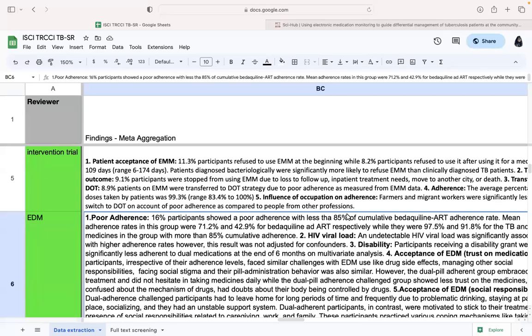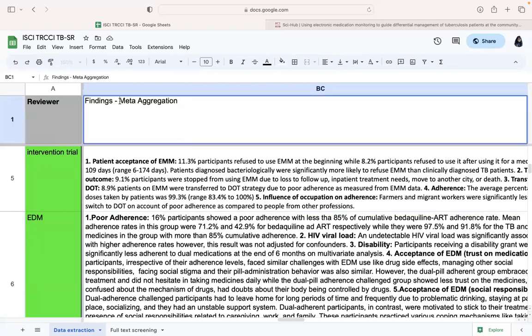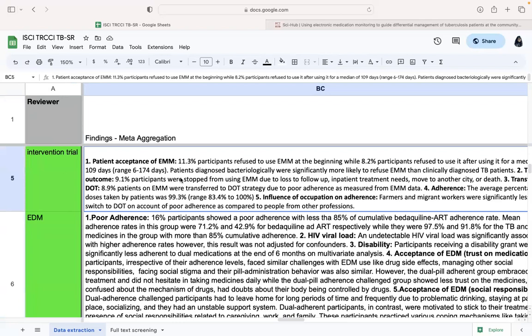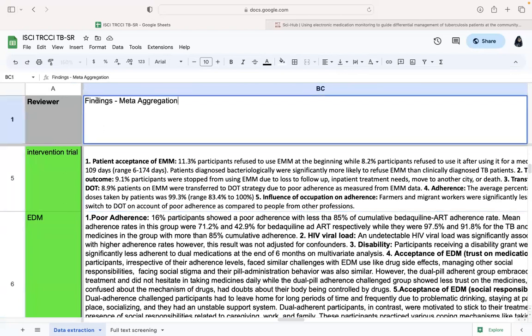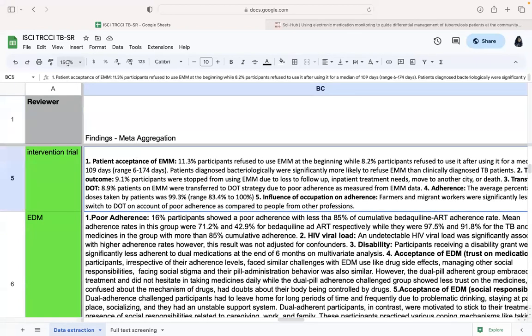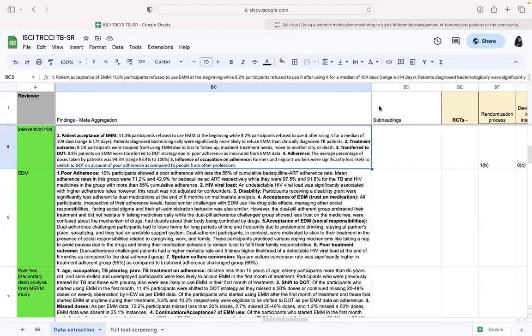Hi, everyone. So today we are going to talk about an important step in systematic review that's called meta-aggregation. There are different methods of performing qualitative synthesis of data in systematic reviews. One of the methods is called meta-aggregation. It consists of two main parts. One is called findings, and the other one is called subheadings.